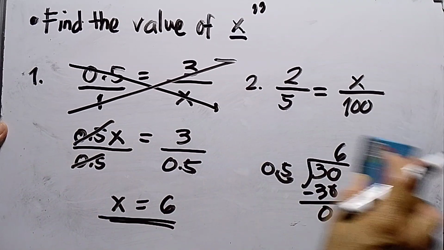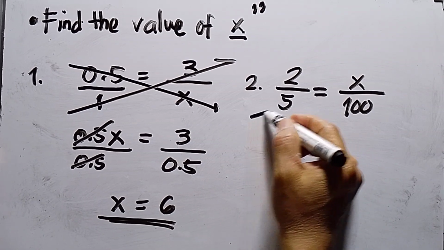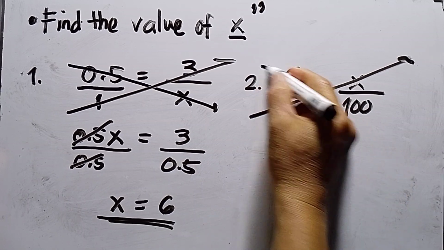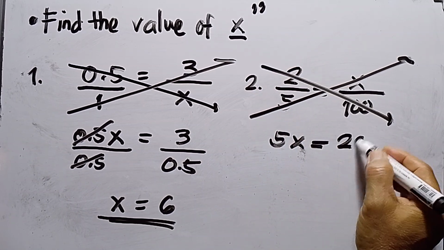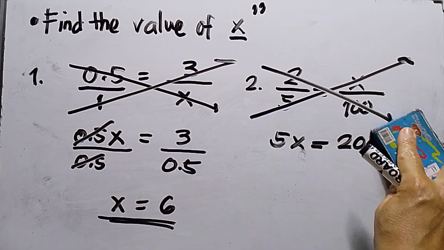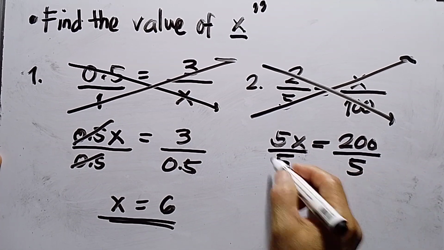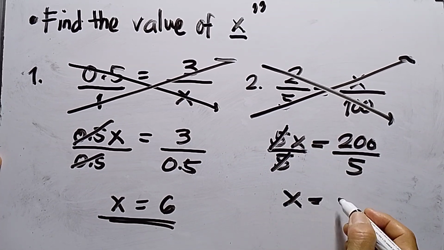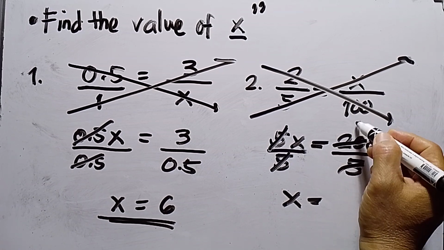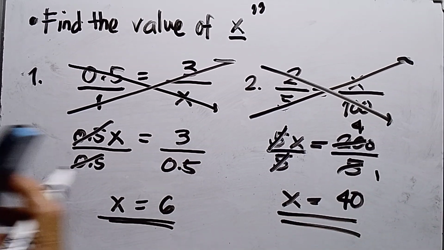Now, how about number 2? Number 2 is a fraction, so I need to cross multiply. So this will be 5x is equal to, cross multiply also, 200, because 2 times 100 is 200, and then divide by 5. Okay, cross out, so x, this will be 5 over 1, this will be 5 over 4. So I've got 40. x is equal to 40.